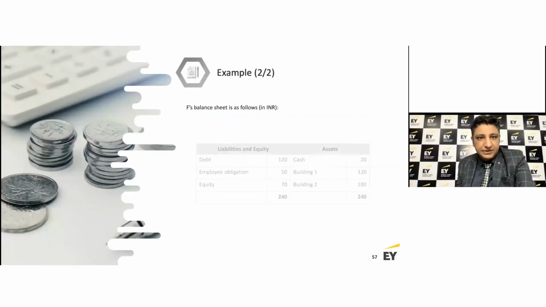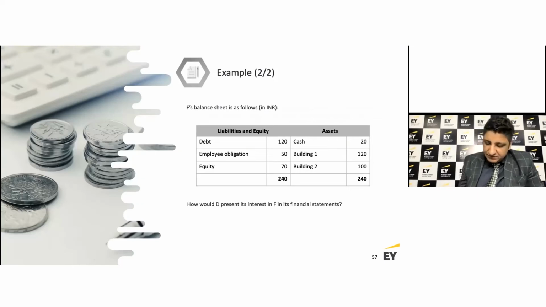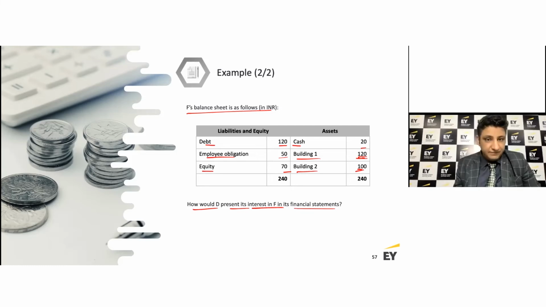Okay. The second part of the question says that F's balance sheet is given as under. There is a debt of 120. There's an employee obligation of 50. There's an equity of 70. Cash of 20. Building number 1 is 120. Building number 2 is 100. Of course, the totals are 240 each. The question is, how would D present its interest in F in its financial statements?